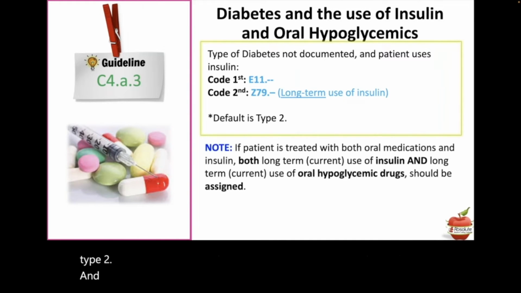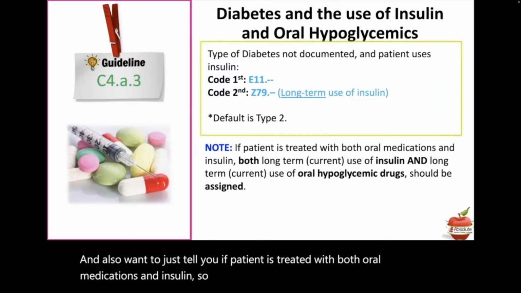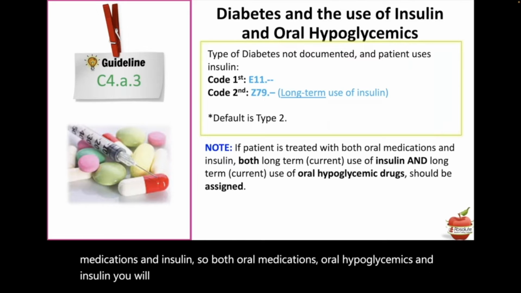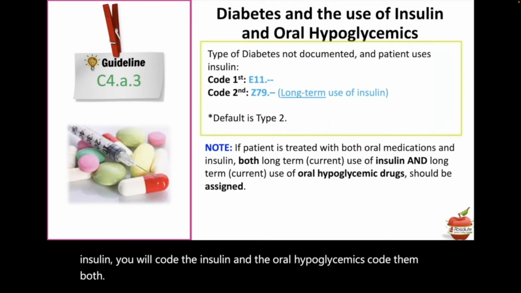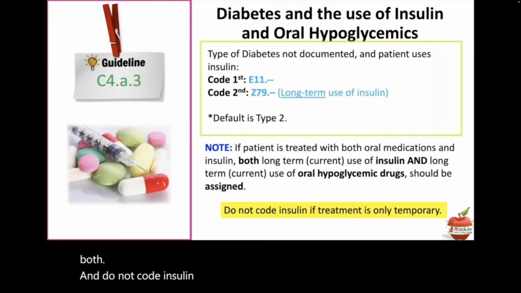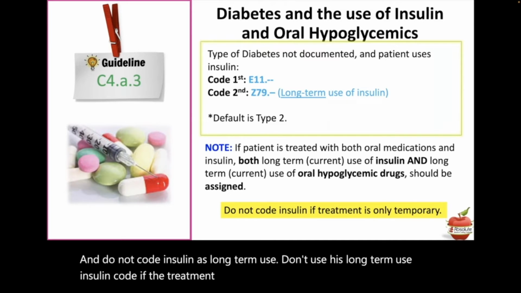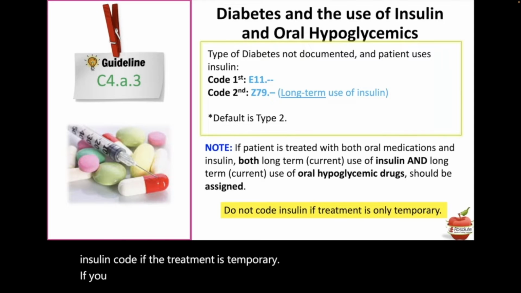And also I want to tell you, if the patient is treated with both oral medications, oral hypoglycemics, and insulin, you will code the insulin and the oral hypoglycemics. Code them both. And do not code insulin as long-term use. Don't use this long-term use insulin code if the treatment is temporary. If you see that term temporary, we're not coding insulin as long-term use.